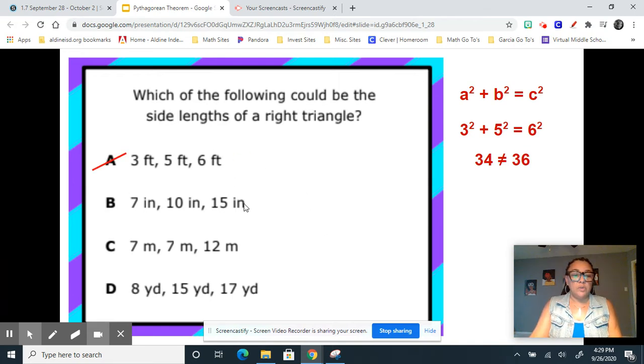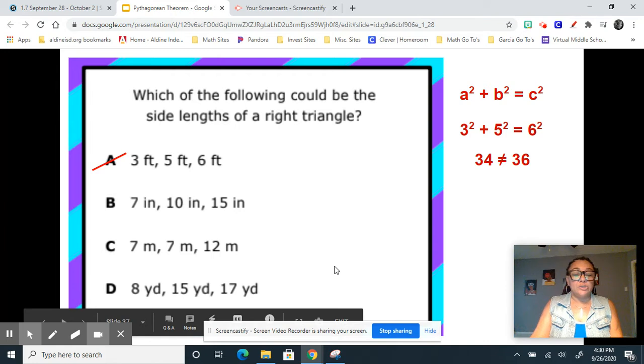We will continue with answer choices B and C, working them the same way until we find the one answer choice that has the three measurements that will create a true statement, letting us know that it is a right triangle, and that will be answer choice D.